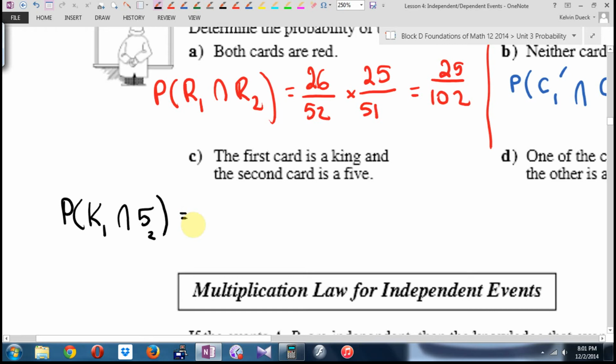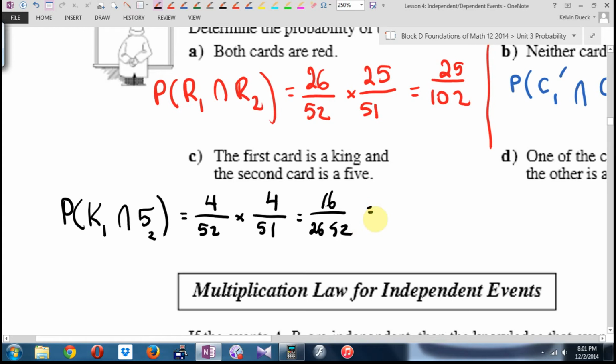How many kings are there in the deck? How many cards are there in the deck? All right, you picked a king. So you're holding a king in your hand, now you want to get a 5. How many 5s are left in the deck? Out of how many cards are left in the deck? 51. It's going to be 4 over 52.